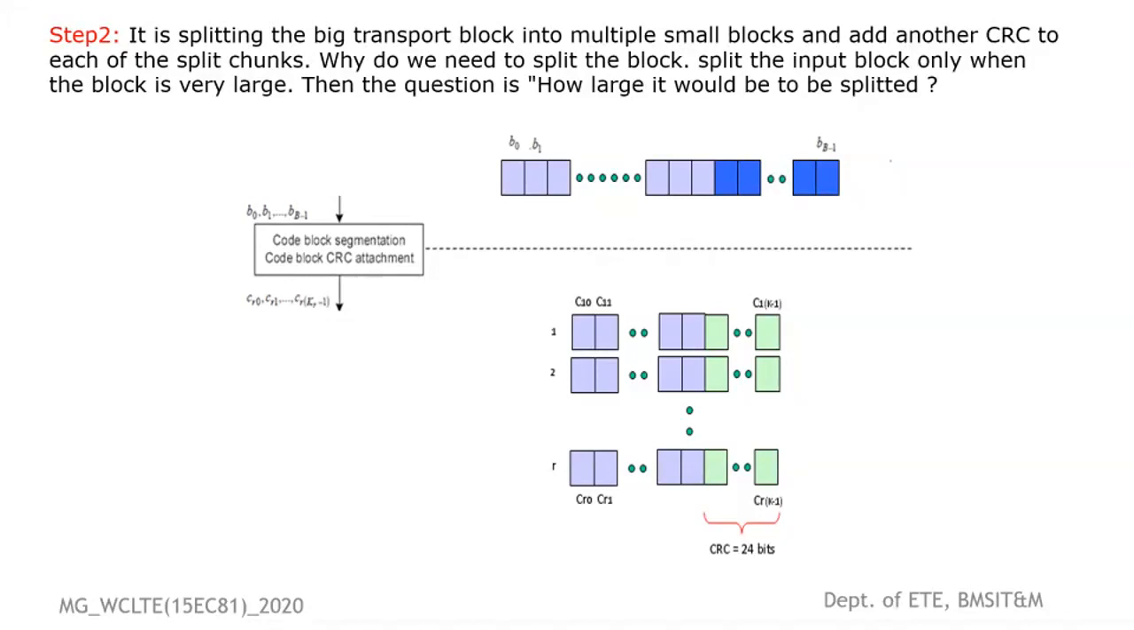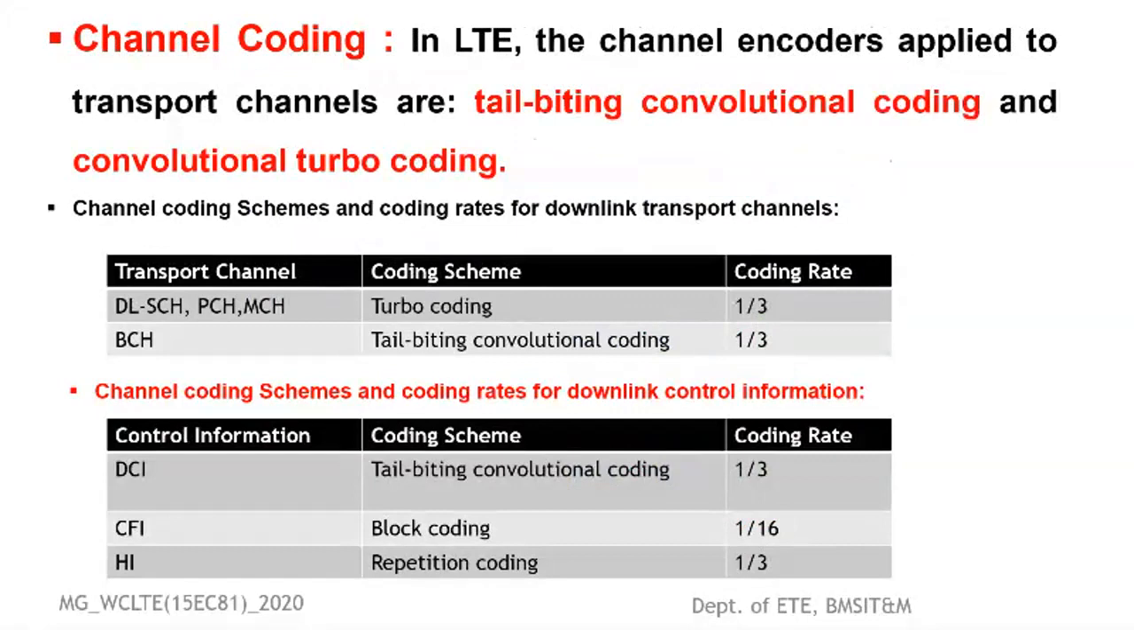Okay, so one row is converted into 3 rows. Okay, multiple rows, and so here this is a little bit about channel coding. So the next step is channel coding, right? So in LTE, the channel encoders are applied to transport channels.